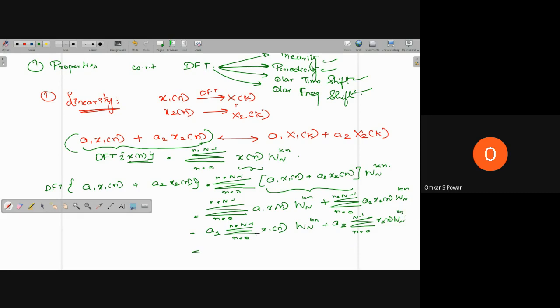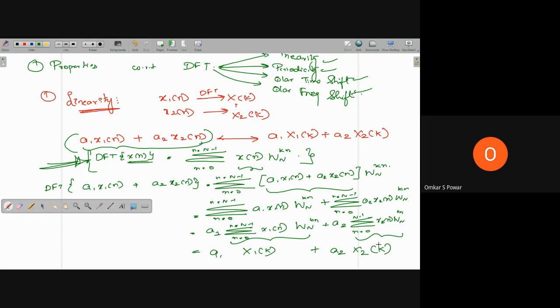So now what we can do is, this term summation n varies from 0 to n minus 1 x1 of n omega n of kn is nothing but your x1 of k. So see this formula here. So just check this formula and see, this term is nothing but x1 of k, and this term is nothing but your x2 of k. So what are the things you have to remember? Just the statement a1 x1 of n plus a2 x2 of n. DFT is a1 x1 of k and a2 x2 of k.